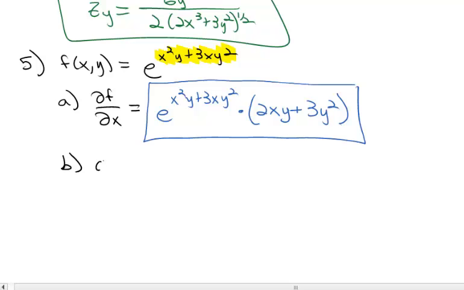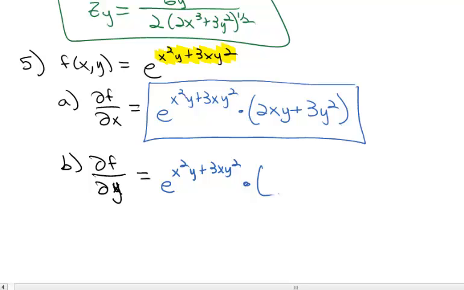So similarly, let's take the partial derivative of f with respect to x. I'm sorry, we just did x. Let's do with respect to y this time, so it's a different problem. That'd be more interesting. Well, again, we've got e to the guts is still the derivative e to the guts, e to the x squared y plus 3xy squared times the derivative of the guts.